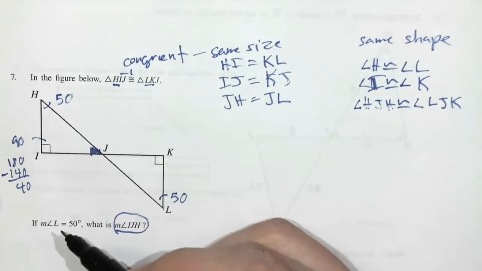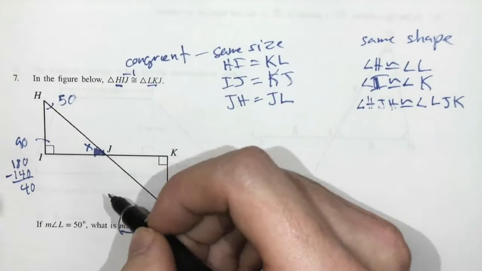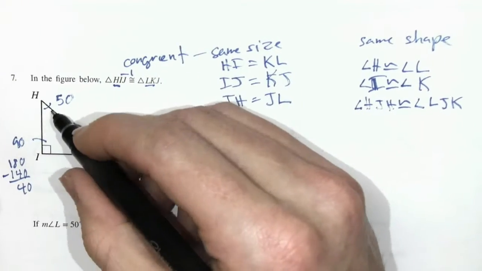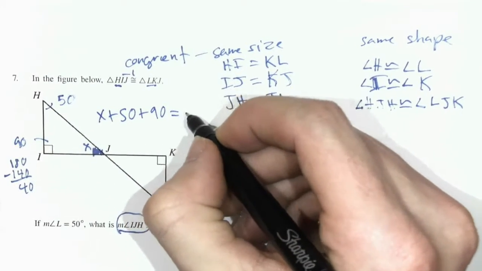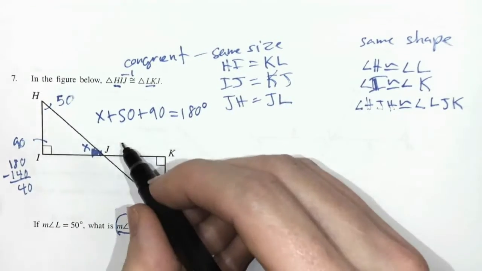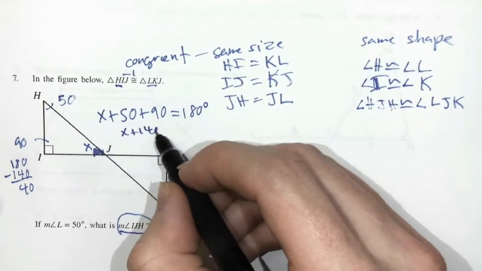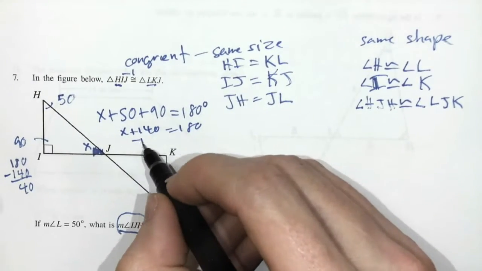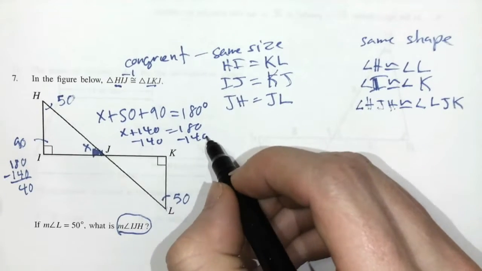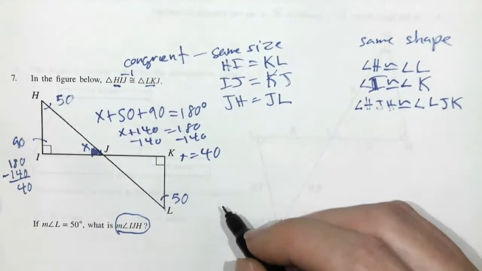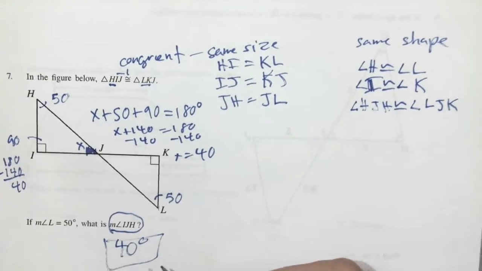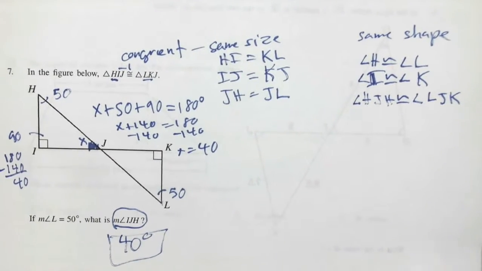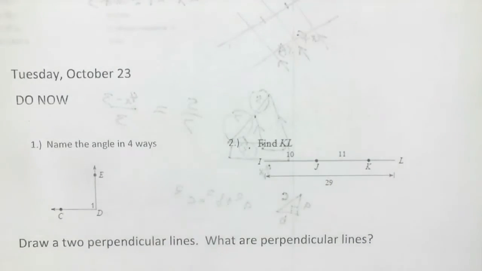If you want to do this with a formula, you could let this equal x. So then all the angles add up to 180, so x plus 50 plus 90 equals 180 degrees. So that's x plus 140 equals 180, minus 140, x equals 40. So the measure of angle IJH is 40 degrees. That's number 7. Numero 8.